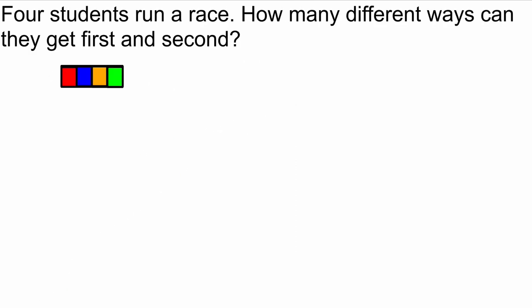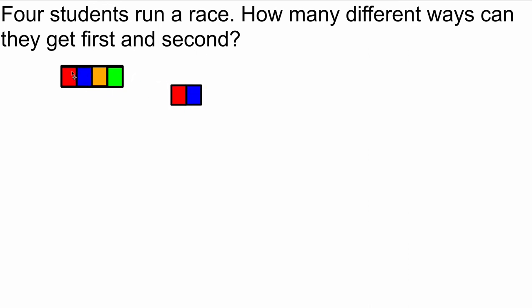Okay, 4 students run a race. How many different ways can they get first and second? So this is similar to the 4 block question that I asked you earlier, but now it's only 2 places. It's not how many different ways can you arrange all of them. It's how many different ways can they get first and second. Well, let's look at it real quick.